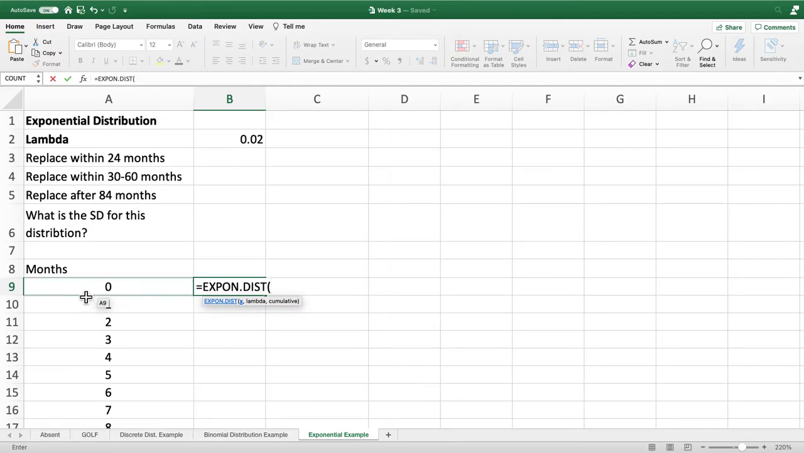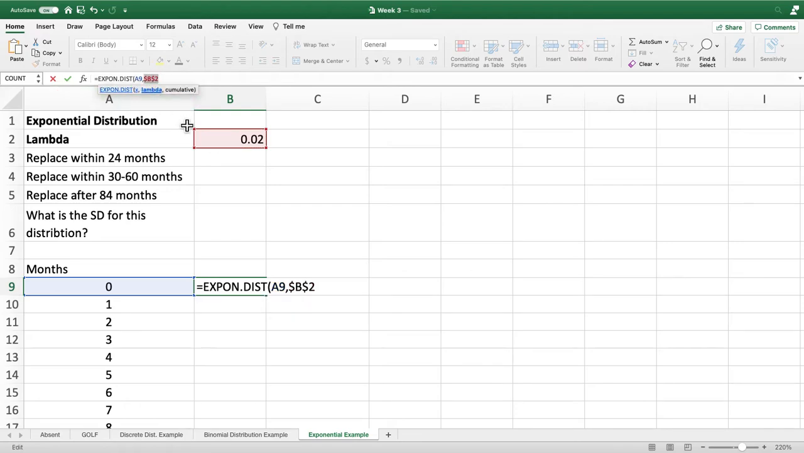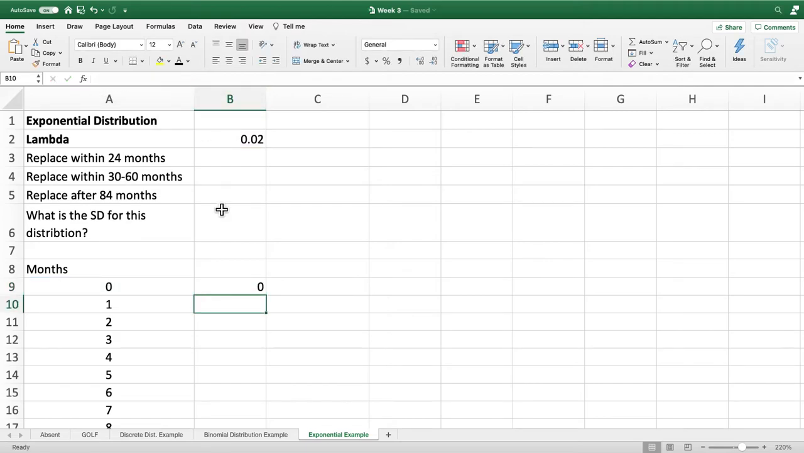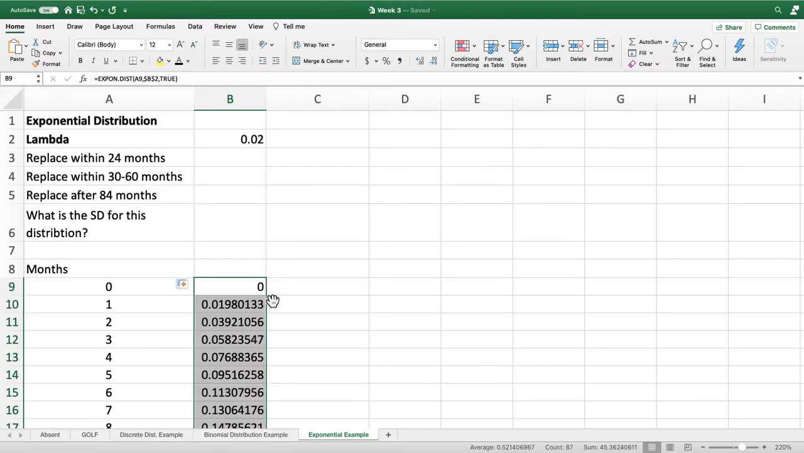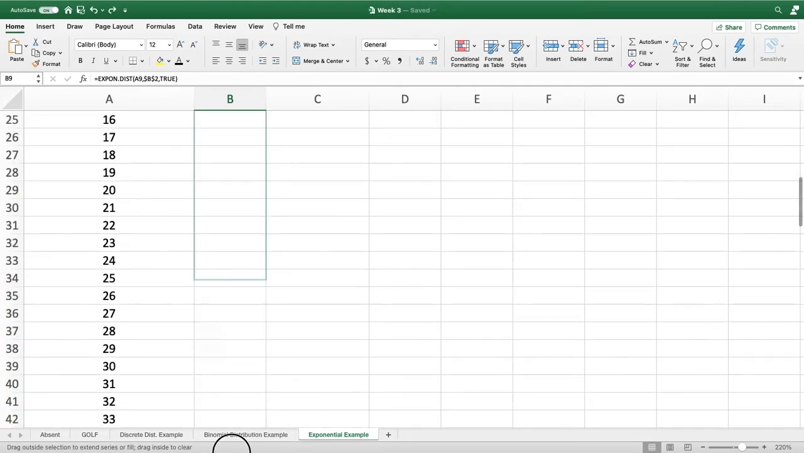First thing they want is our x, so that's our month. The next thing they want is lambda, so we're going to click on B2, and we are going to absolute reference that B2 because we never want our lambda to change. And then we want this to be cumulative because we want to figure out, within 24 months, within 30 to 60 months, after 84 months. So we're going to say true. Then you hit enter. And at this point, it's 0 because it's month 0. So then you can double click, which is what I did to fill it in, or you can drag it all the way down.